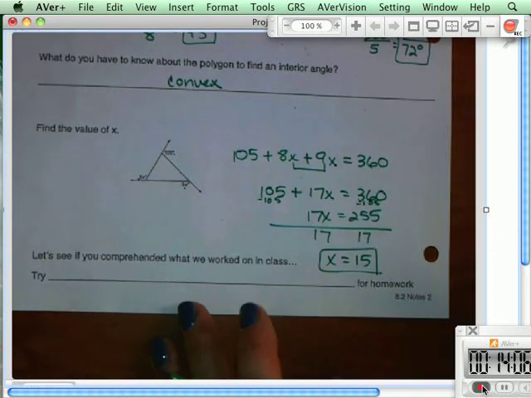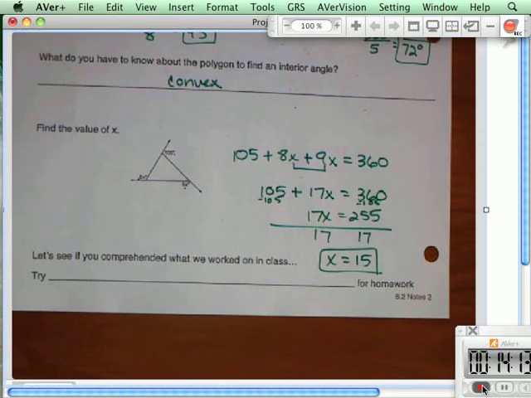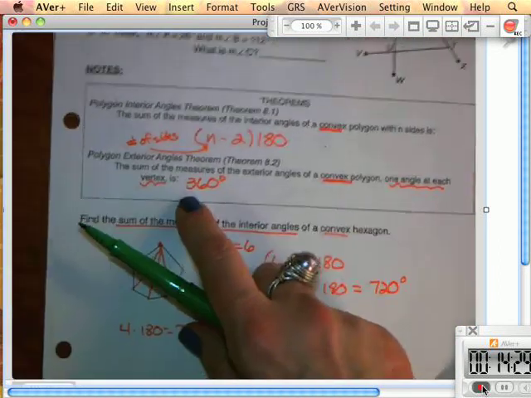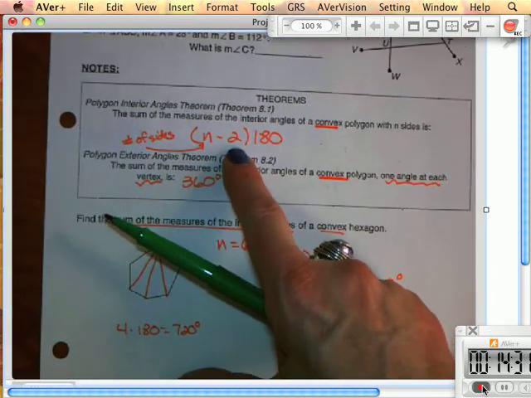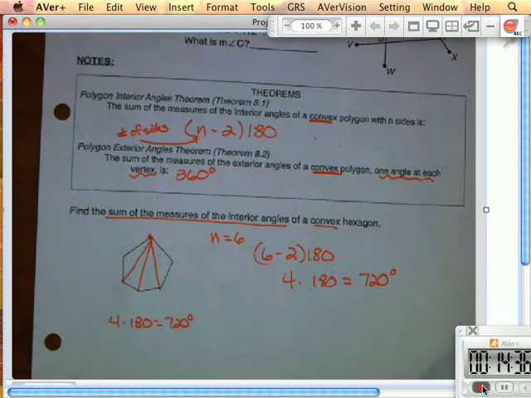Now wait a minute. What are they asking me for? Are they asking me for x, or are they asking me for the angle measure? Are we done? Yes. Always double check to see what they're asking you for, okay? All right, so 2 things. You're working with exterior angles add to 360. You can find the sum of the interior angles using that. This was that extra credit problem. Do you remember a couple of tests back? I got it right.